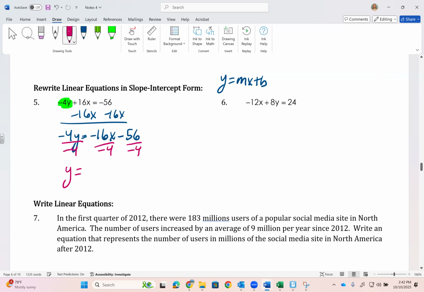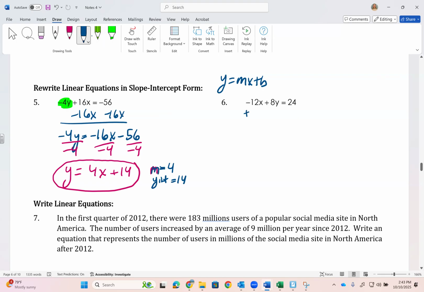And you're going to get y equals -16 divided by -4 is 4x. 56 divided by 4 is going to be 14. And negative over negative is positive. This is our equation. And you can see that the slope equals 4 and the y-intercept equals 14.